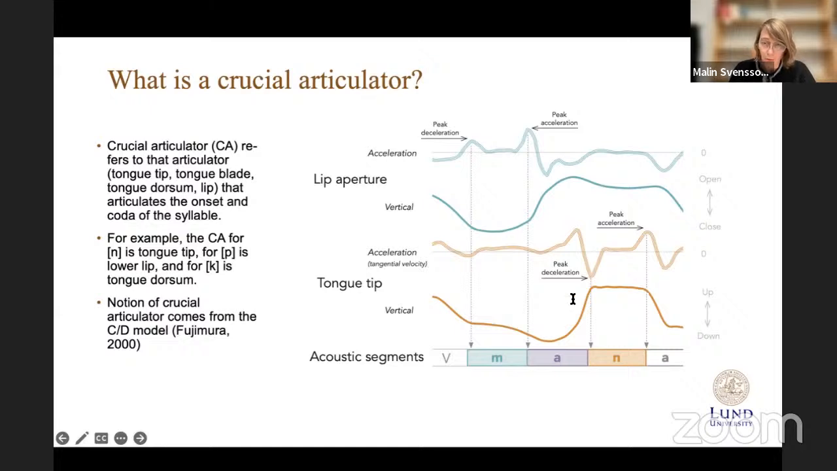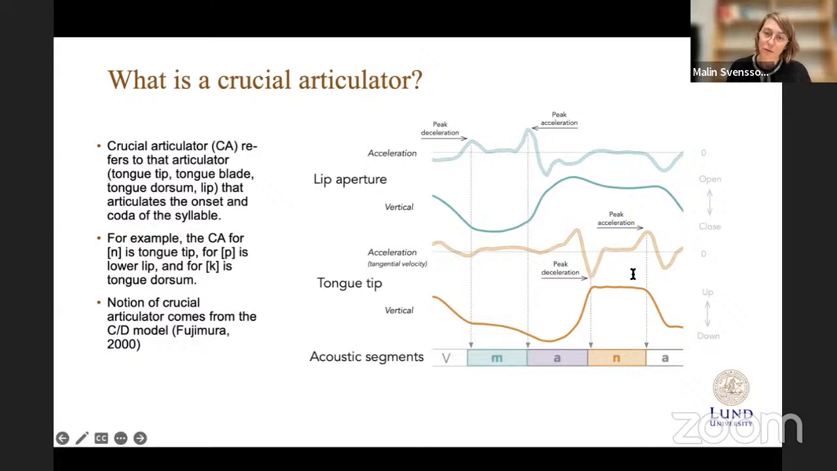On the tongue tip word initially, we see neither a posture nor acceleration peaks because the tongue tip is a non-crucial articulator. It's moving, but it's not crucial for the bilabial segment. After the vowel, on the other hand, it's the opposite pattern.